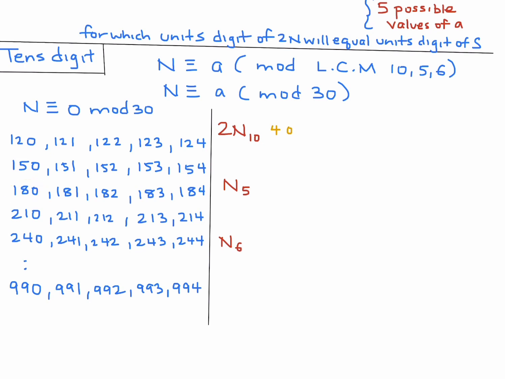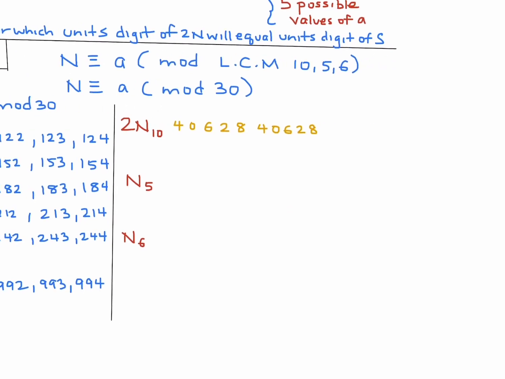180 is the next one. Multiply that by 2, you get 360, and the tens digit is 6. 210, if you multiply it by 2, you get 420, and the tens digit is 2. 240, if you multiply by 2, is 480, and the tens digit is 8. The next one is 270, that gives 540, and the tens digit is 4. And what you'll notice, this just repeats itself, 4628, 4628, like that.